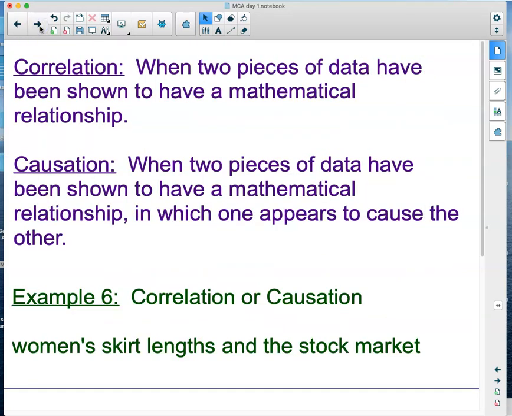Now, 2 major topics in probability and statistics. Correlation. Correlation is when 2 pieces of data have been shown to have a mathematical relationship. Now, that can happen in all kinds of situations where there's actually some kind of strange mathematical connection between 2 pieces of data. It does not mean causation. Causation is key. So causation says when 2 pieces of data have been shown to have a mathematical relationship in which one appears to cause the other.